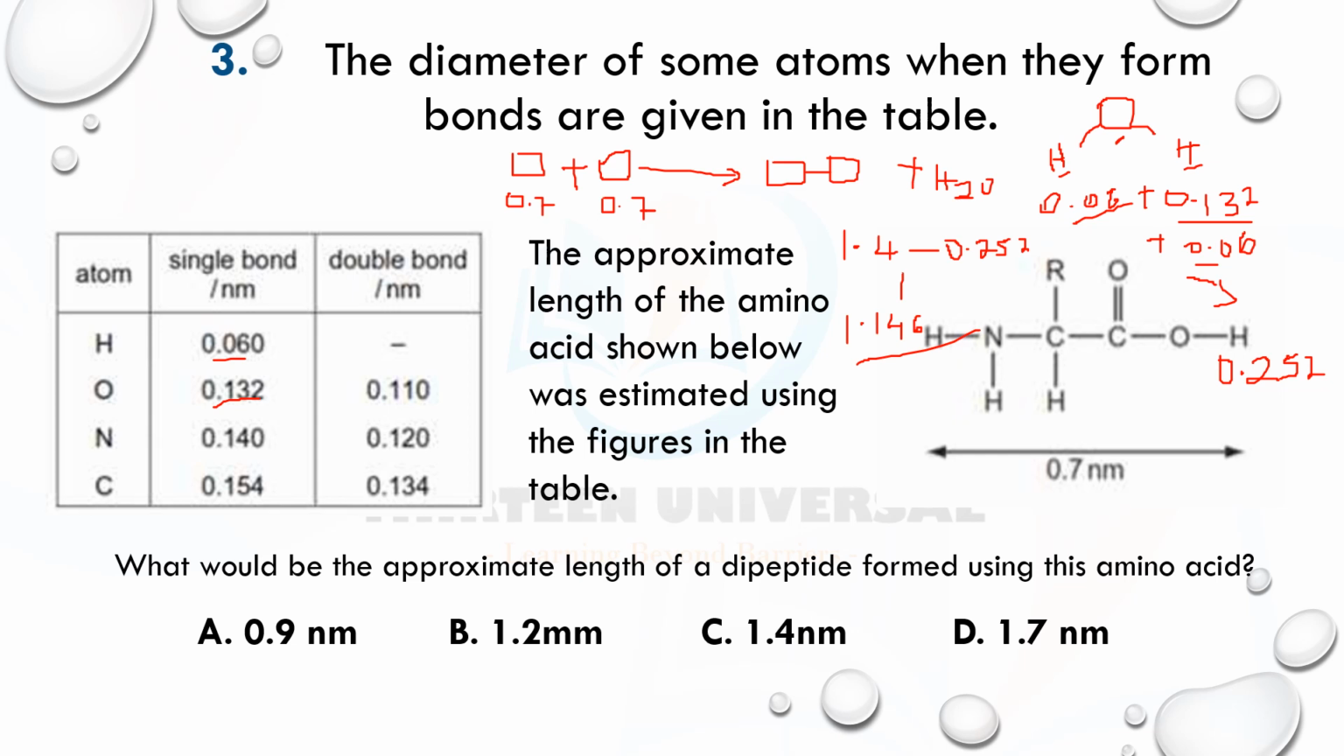So we'll go to the options. Which one is closest to it? 0.9 is not close to it. 1.4 is far away. 1.7 is far away. So the closest answer is 1.2. That's 1.2 nano. This is nanometer, not millimeter. There's a typographical error. So 1.2 nanometer. That is the answer.